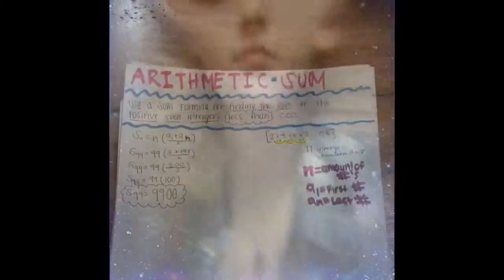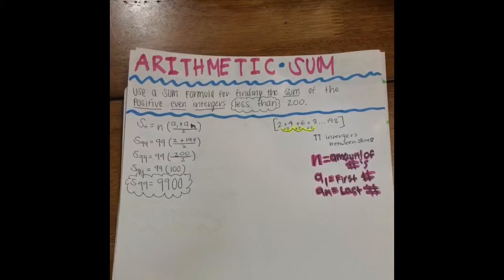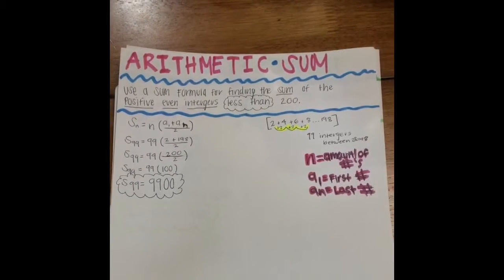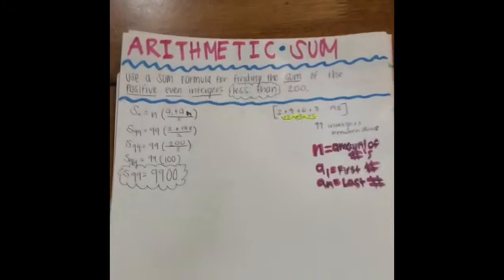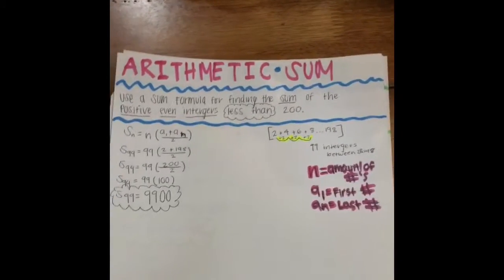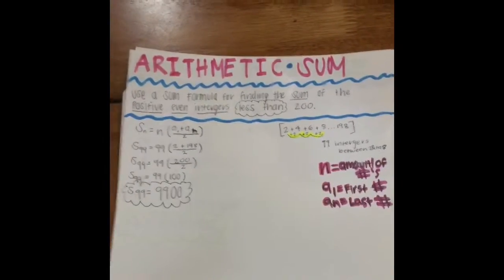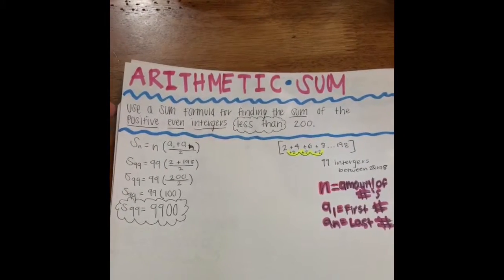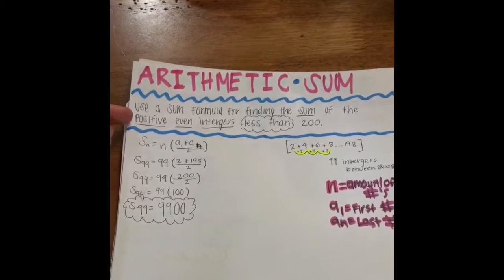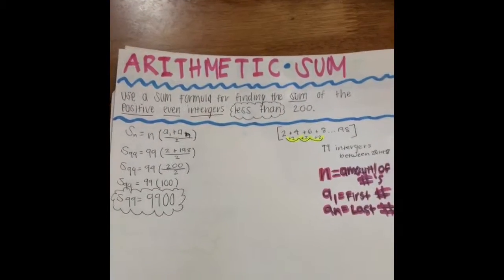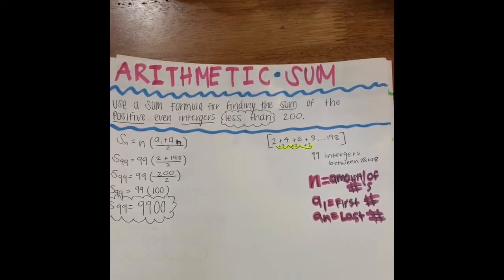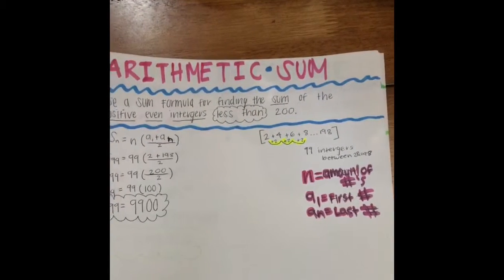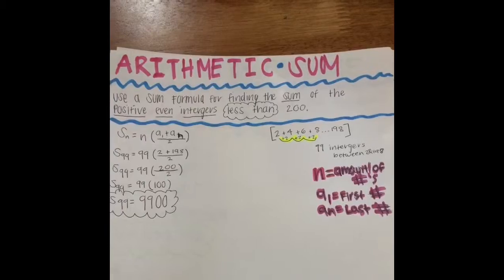Okay, and then this is my second problem. So here we have arithmetic sum, otherwise known as arithmetic series. And basically it's just a series of numbers that you use to find a certain amount of something. So here we have to use a sum formula for finding the sum of the positive even integers less than 200. So there's 99 integers between 2 and 198, and you use 198 because it's less than 200.